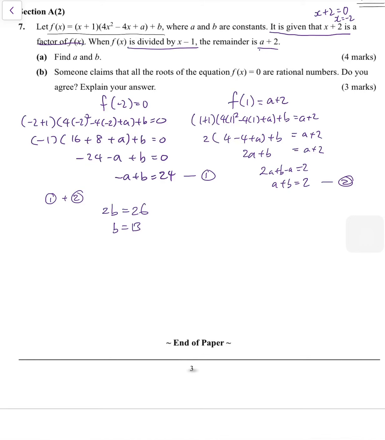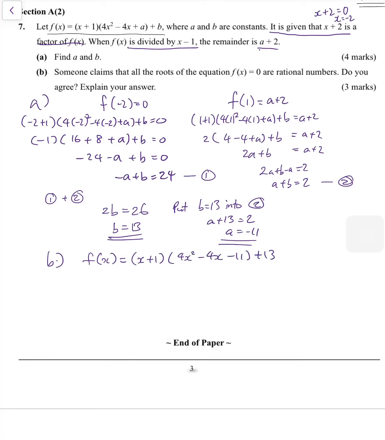And if b is 13, then a would be a negative number, so just put that back into equation 2. Put the value of b equal to 13 into 2, so it's a plus 13 equal to 2, so a is negative 11. Okay, so a is negative 11, b is 13. For part b, you can rewrite the f(x) equation with the new a and b. So that's what you have in part b.